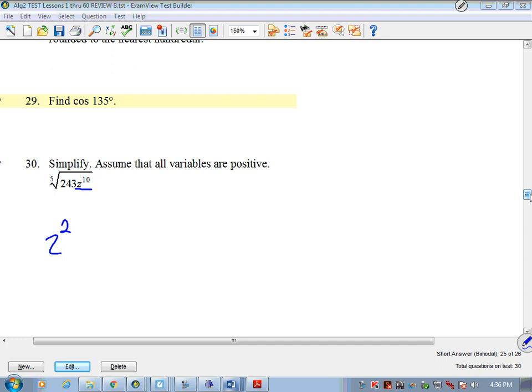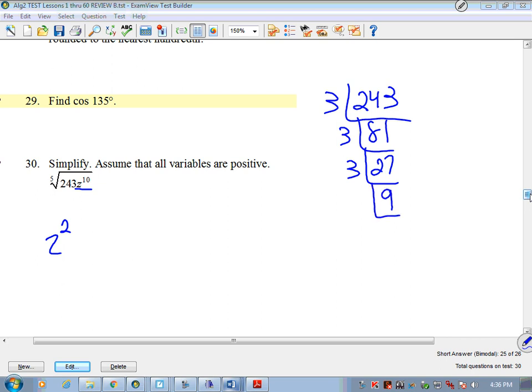The next thing is I need to break 243 down and see if there are any sets of 5 that come out of it. Let's take 243 divided by 3. That gives me 81. We can divide that by 3 because we can divide it by 9. That's 27. We can divide that by 3 and get 9. And we can divide that by 3 and get 3. If I count these, I got 1, 2, 3, 4, 5. So we can pull one 3 out of that. That 3 comes to the outside, and I'm left with 3z squared. That's out of lesson 59 using fractional exponents.